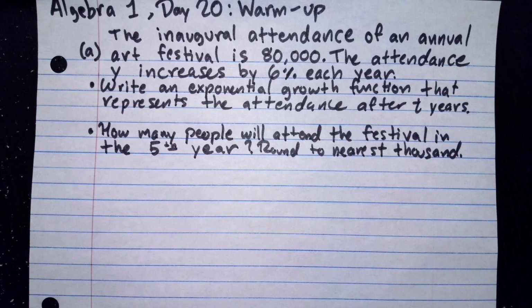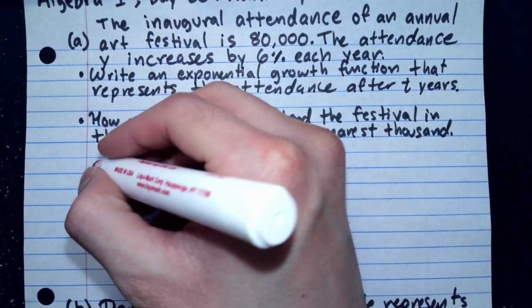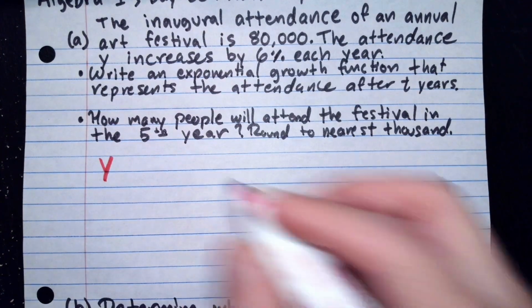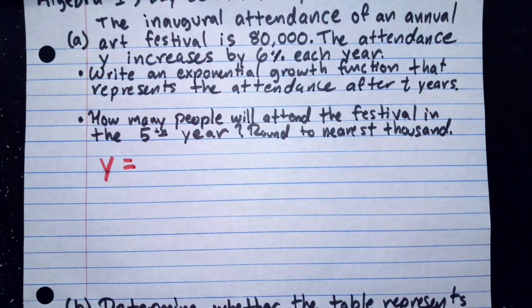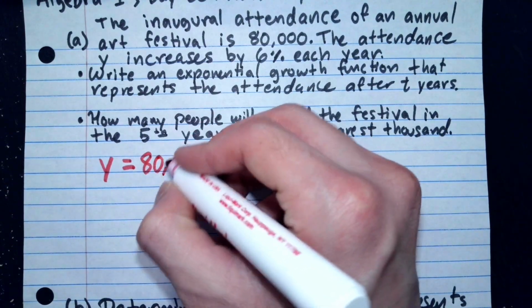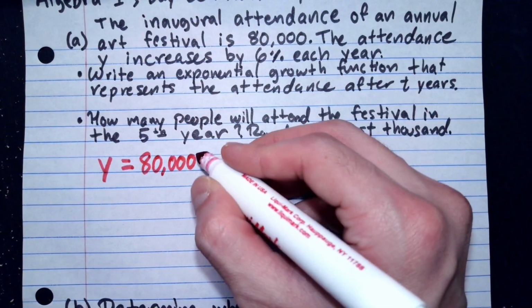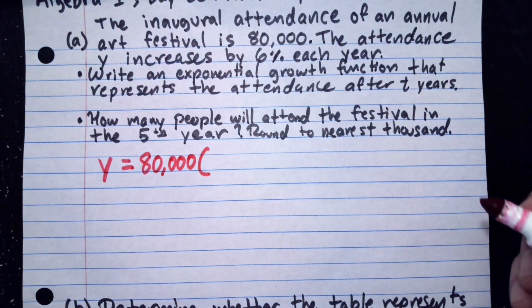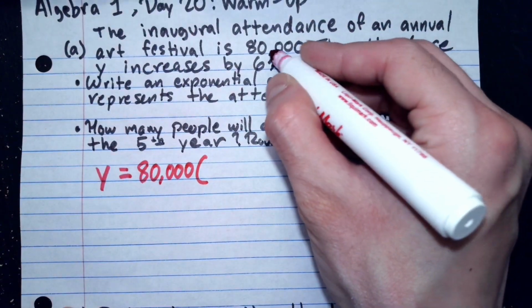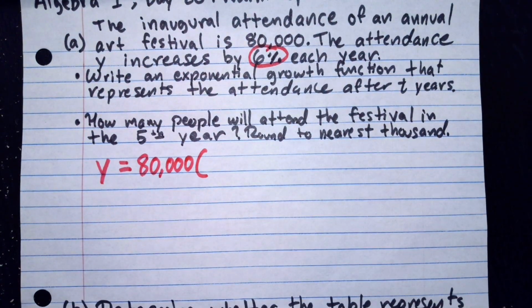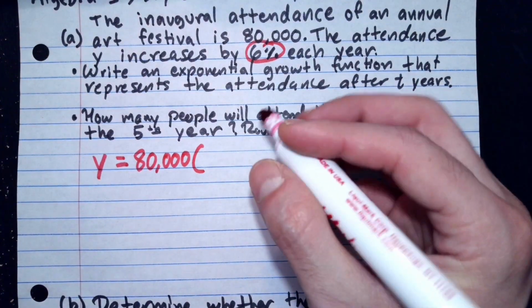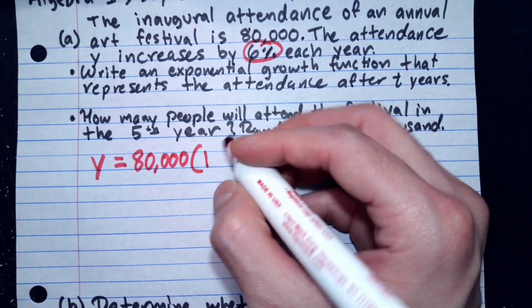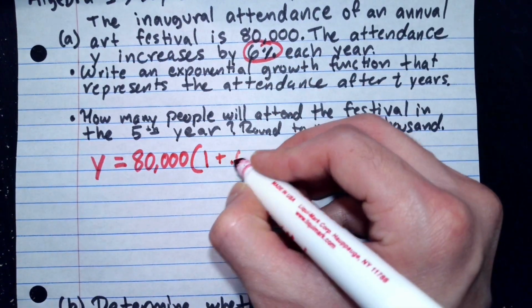So, thanks to our formula from the exponential functions, we know that in an exponential growth or decay, my initial value was 80,000 people. Because this is increasing, this has to be exponential growth. Now, if I want to express my rate of 6% as a decimal, I have to take 6 and divide it by 100, which will give me 0.06. So 1 plus my rate, which is 0.06.